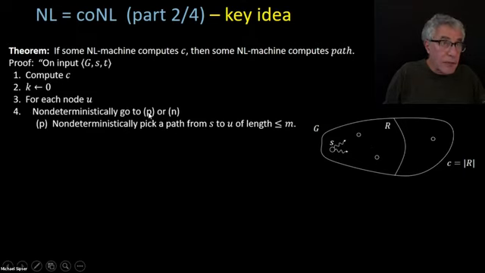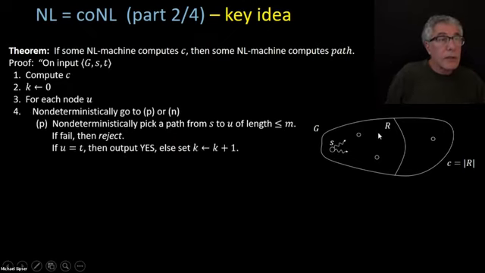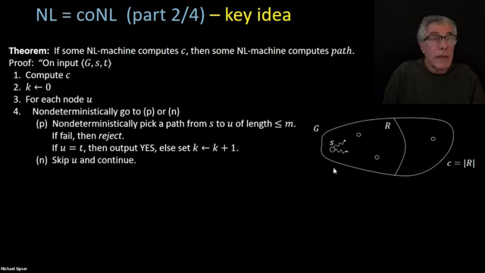So if I guess a node, there is a path, I'm going to confirm there's a path by non-deterministically picking it. If I don't find that path, I just reject, punt on that branch. If that path that I found actually led me to T, so that the node that I'm working on is currently T, then I know to accept. But otherwise, I'm just going to count the number of nodes that I find are reachable. If I've guessed that U is not reachable, I'm just going to skip it.